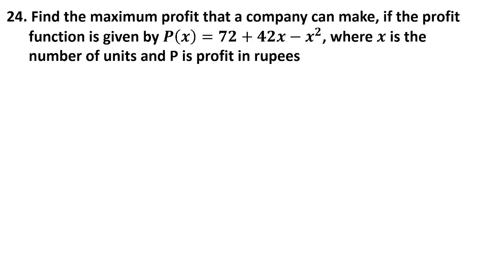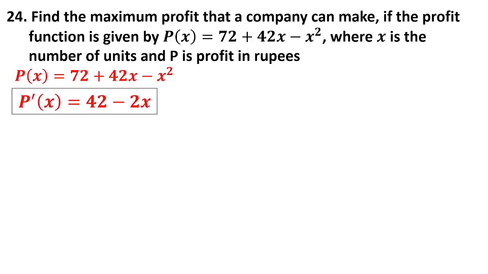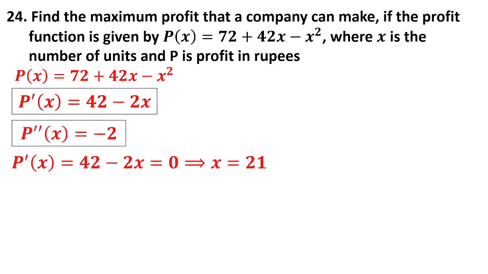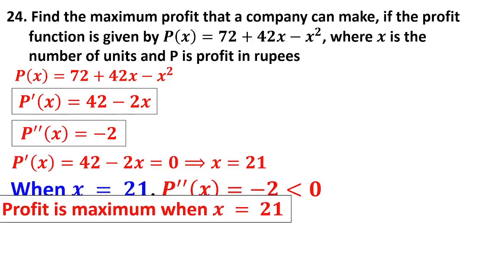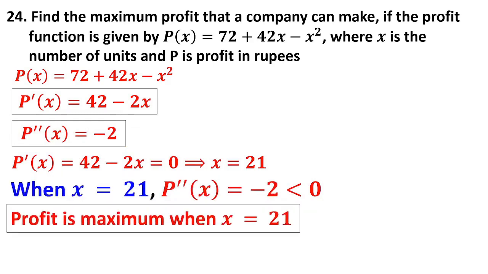Find the maximum profit that a company can make if the profit function is given by where x is the number of units and p is the profit in rupees. You have to find the maximum profit and I am equating it to 0 and finding the second derivative also. When the first derivative equal to 0, x is 21. When x is 21, second derivative is less than 0. Therefore, when x is equal to 21, the profit is maximum.